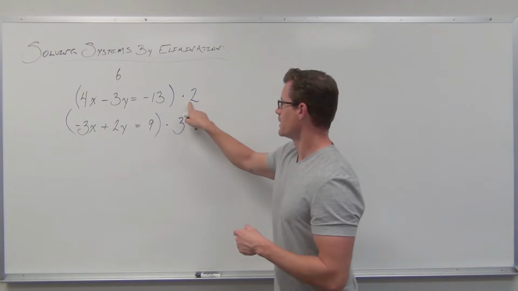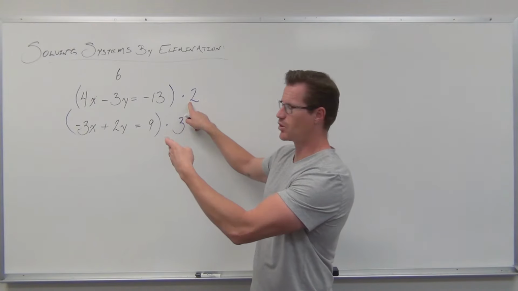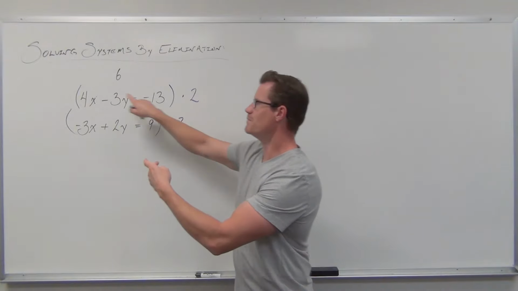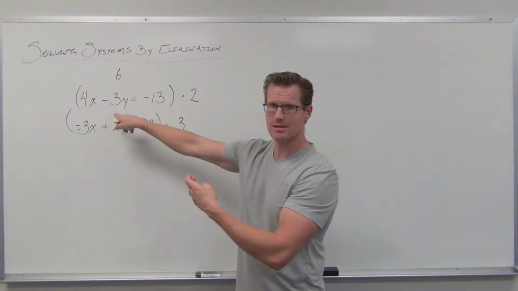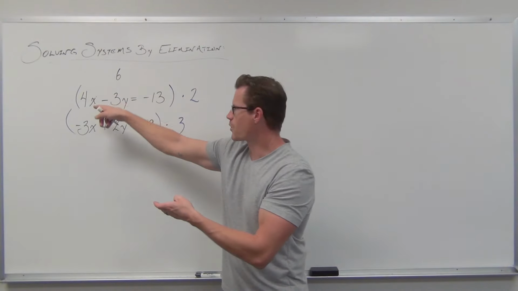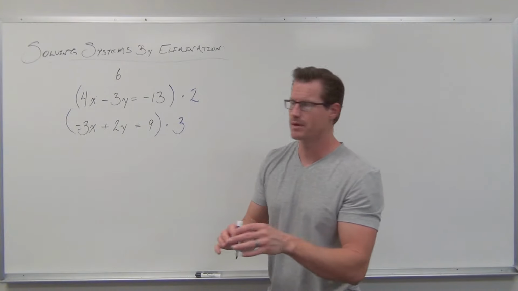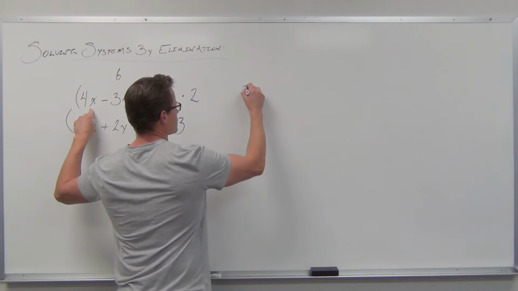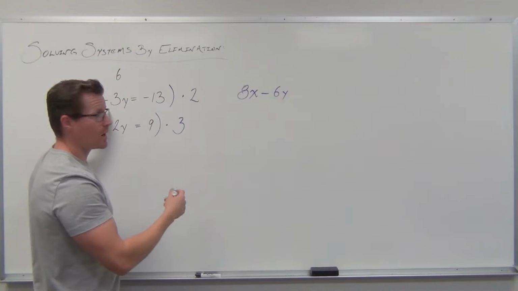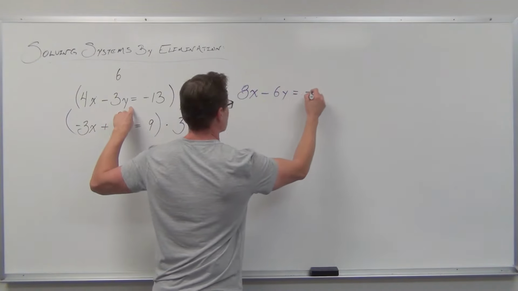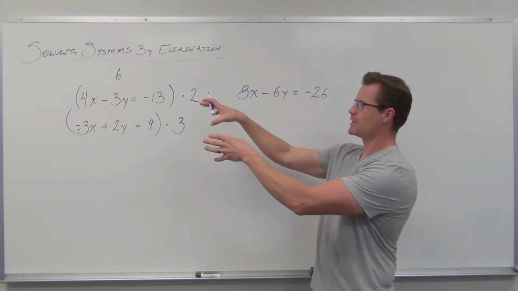So let's multiply. Remember, probably the biggest mistake I correct on tests and homework is people will miss one of these terms when multiplying by that number. They almost never miss this one because it's what you're trying to get. But they'll give me 4x minus 6y equals negative 13. They'll forget to multiply the other things. Please don't do that. So we're going to have 8x, we got a minus 6y, that looks pretty good, equals negative 26. So we've just multiplied the top equation by 2.